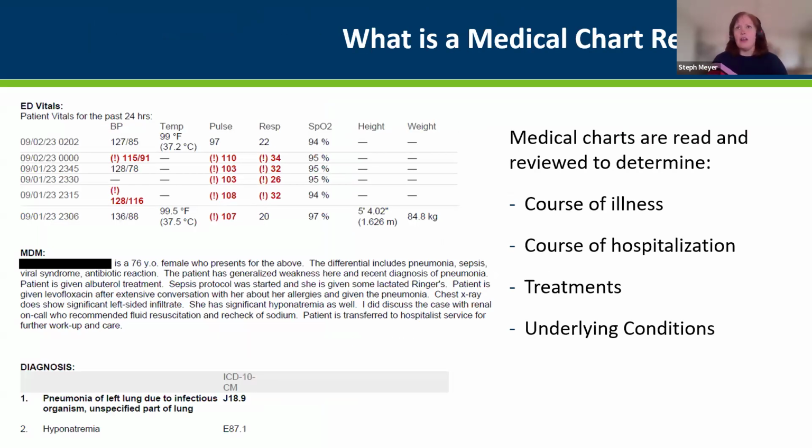So just to level set our understanding about medical chart reviews for those that are maybe less familiar, when we're doing a medical chart review, we're really looking for answers to specific questions and trying to determine the course of a patient's illness or the course of their hospitalization. This might include getting admitted to the intensive care unit or being discharged to a rehabilitation center or any number of things. We also look at the treatments that a patient was given or underlying conditions that might affect what's happening to them. And we collect all this data and enter it into a REDCap database.